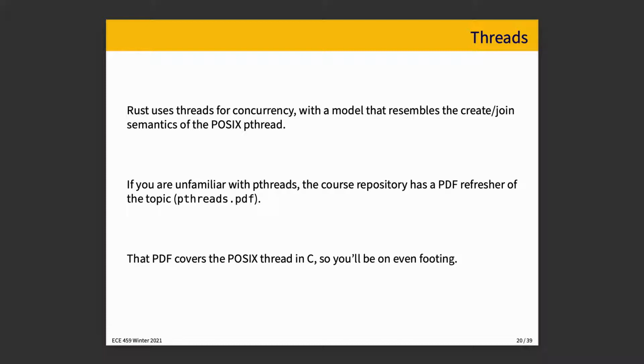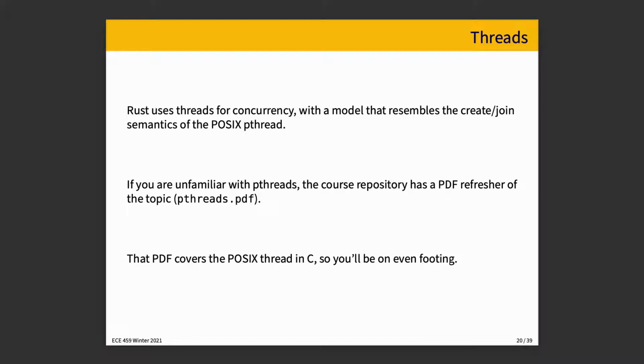Rust uses threads for concurrency with a model that resembles the create-join semantics of the pthread. If you're unfamiliar with pthreads, perhaps you were a mechatronics student or in a different program, the course repository has a PDF refresher on that topic, pthreads.pdf. The background material will provide context.